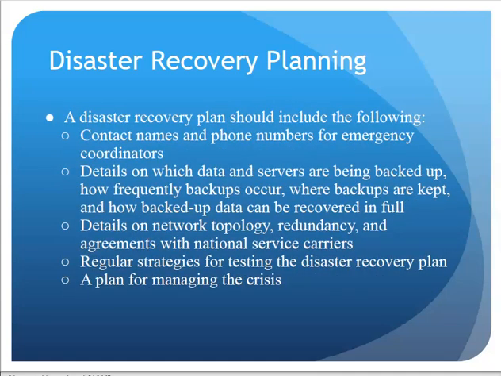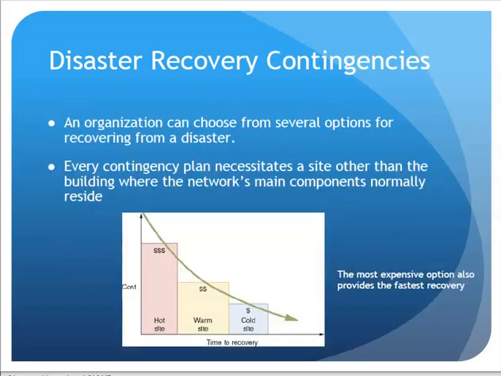A disaster recovery plan should include the following: names and phone numbers for emergency coordinators, and this needs to be updated. Think about if you've changed your phone number or email, that sort of thing, or your job role changed and somebody else got hired to take your place. All that information needs to be updated. It needs to be checked frequently and tested, if you will. How are things being backed up? Where are they kept? How often are they kept? Details of your existing topology, redundancy, agreements with carriers, that sort of thing. Strategies for testing your plan, and a plan for managing any crisis that occurs.